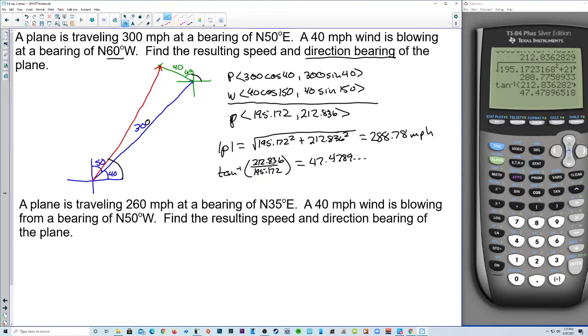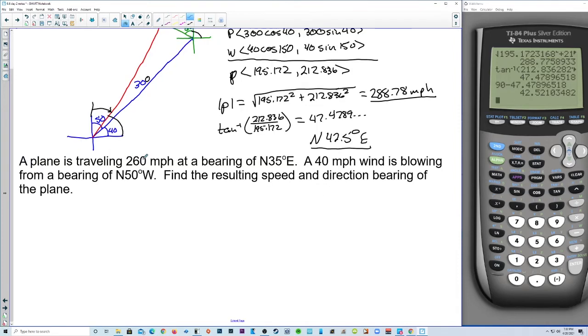Now, this plane is heading northeast. So northeast, but we need the angle not from the east, but we need the angle from the north side. So we're going to take 90, minus this number right here, and we get 42.5 degrees. Here's the magnitude, and here's the direction bearing.